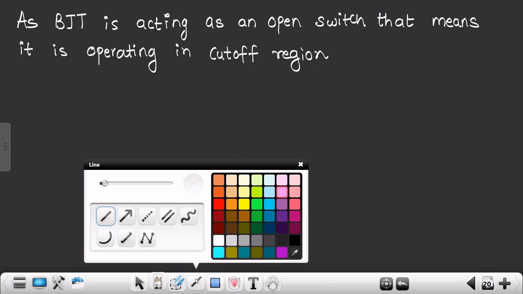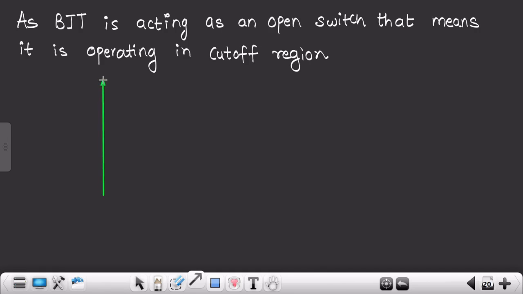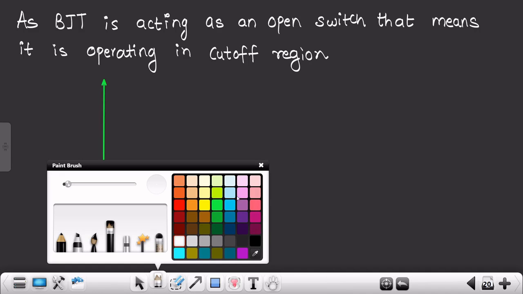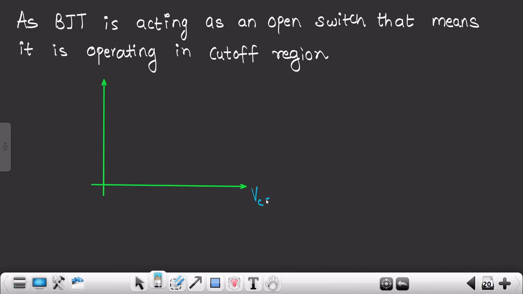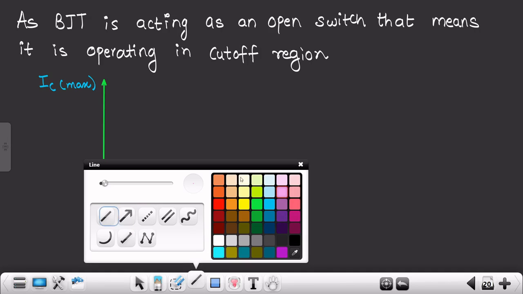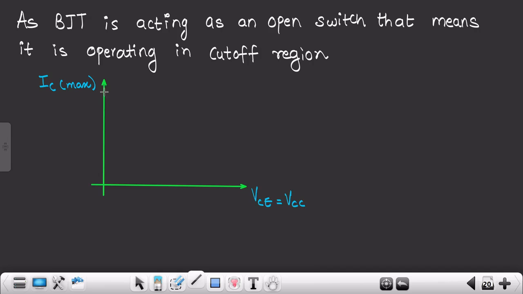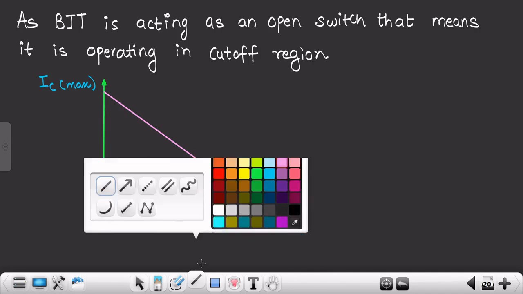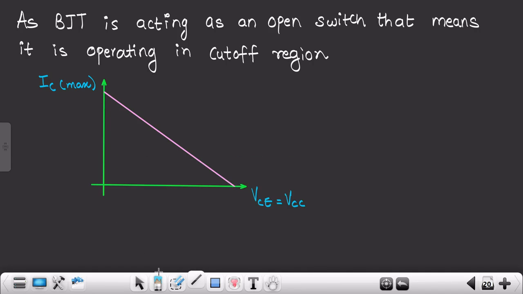So let me just show this particular thing with the help of the output characteristic of BJT. This is your output characteristic of BJT. This is the graph for VCE versus IC. Here you are supposed to draw the VCE max, that is VCC, and here this is IC max, that is the maximum IC current. Let's suppose this is your load line between the two maximum points, that is the maximum output current and maximum output voltage.